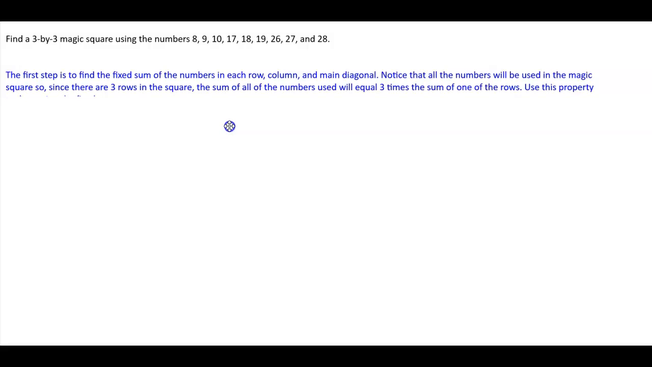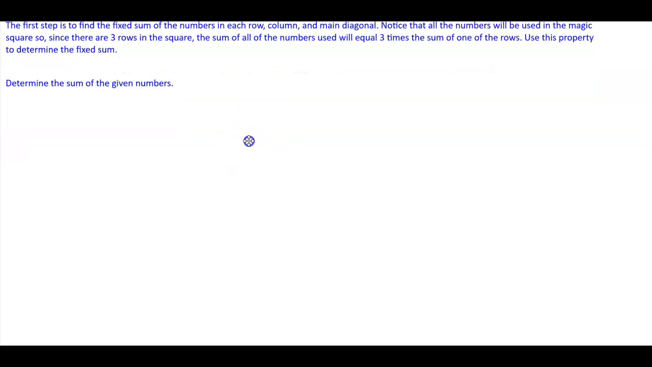So, since there are 3 rows in the square, the sum of all the numbers used will equal 3 times the sum of one of the rows. So we're going to use this property to determine the fixed sum. So now let's determine the sum of the given numbers. When we add them all up, what do we get?